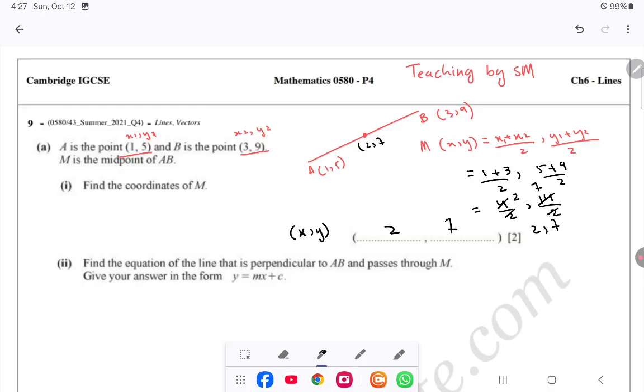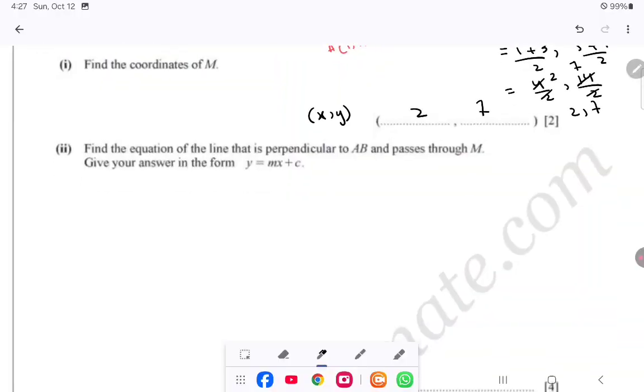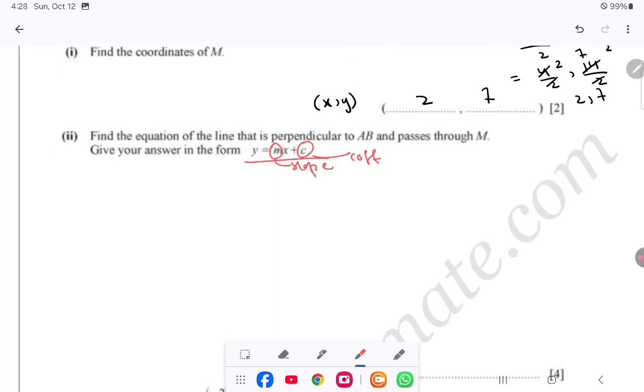(2, 7). Find the equation that is perpendicular to AB and passes through M. Give your answer in the form y equals mx plus c. Now, for that, we have to know the value of the slope and the c coefficient. For that, we apply a condition for slope which is m1 times m, the perpendicular line slope, equals negative 1. This is used when the two lines are perpendicular to each other.